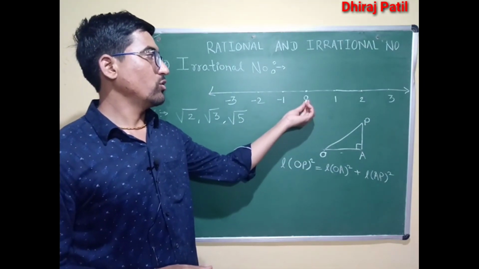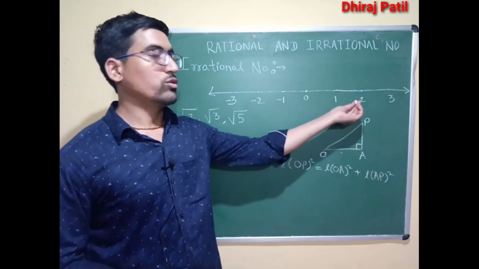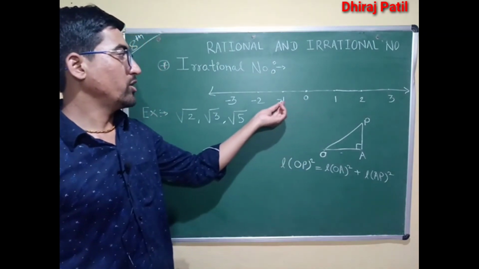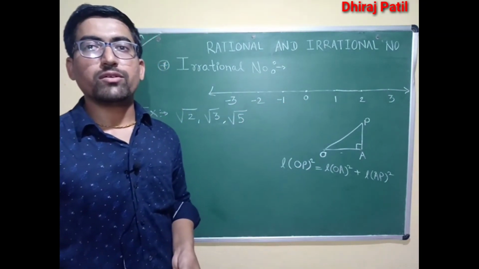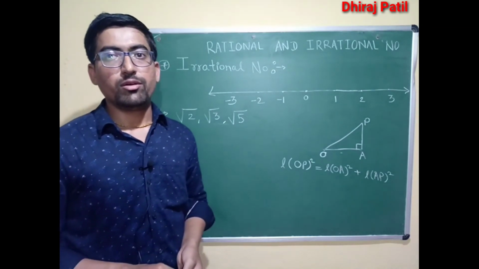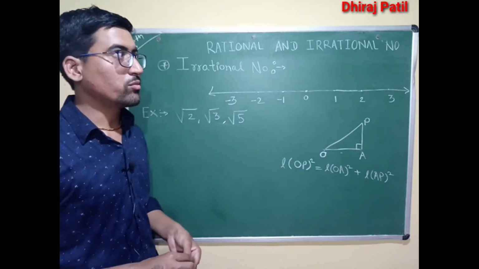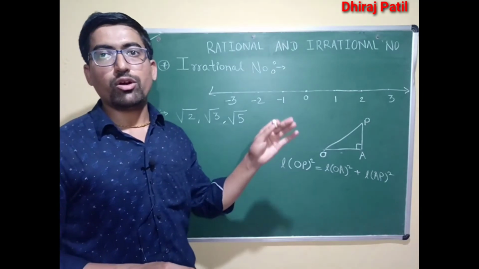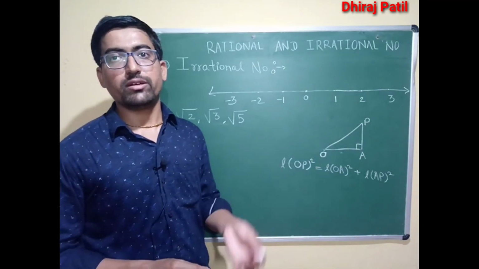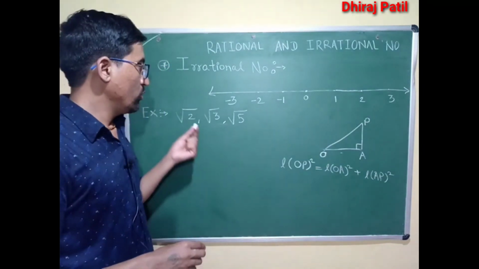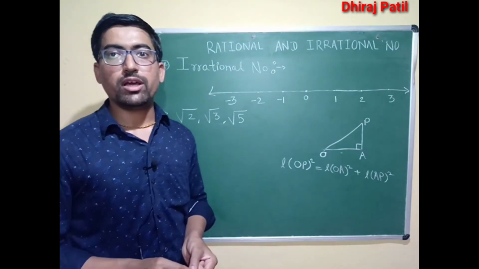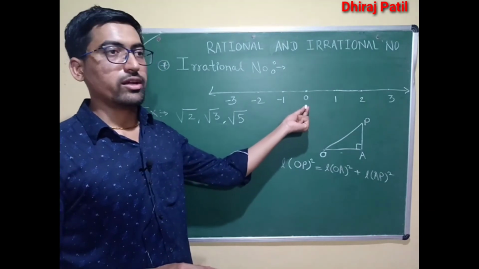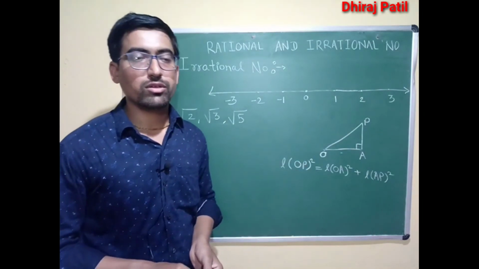Here is 0, the right side is 1, 2, 3 which are positive numbers, and the left side is -1, -2, -3, which are negative numbers. These are nothing but our rational numbers. But on the number line, some numbers are also present which are not rational numbers, and they are called irrational numbers. For example, √2, √3, √5, these types of numbers are also present on our number line. This is called irrational numbers.